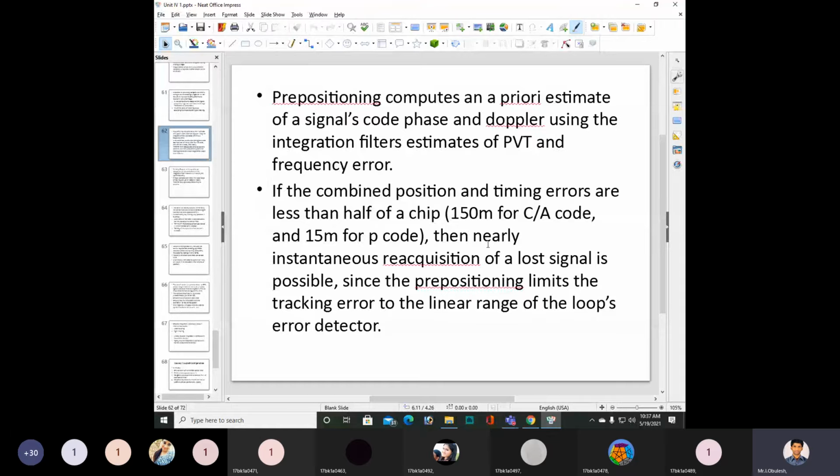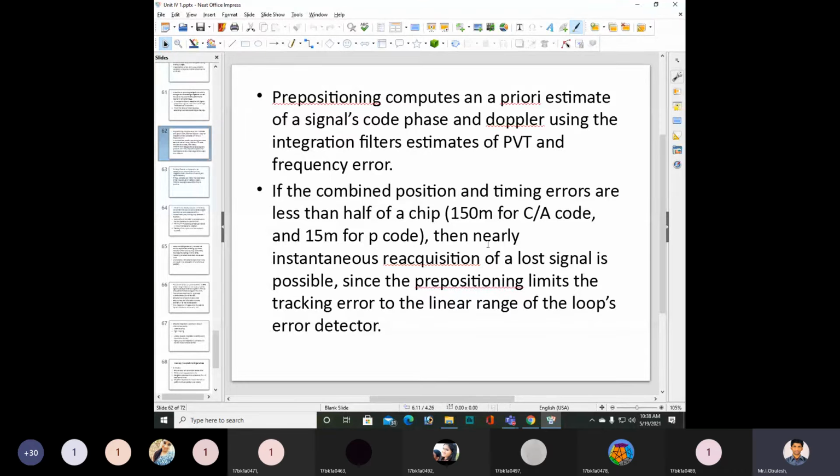If the combined position and timing errors are less than half of a chip, which means 150 meters for the C/A code and 15 meters for the P code, then nearly instantaneous reacquisition of a lost signal is possible.